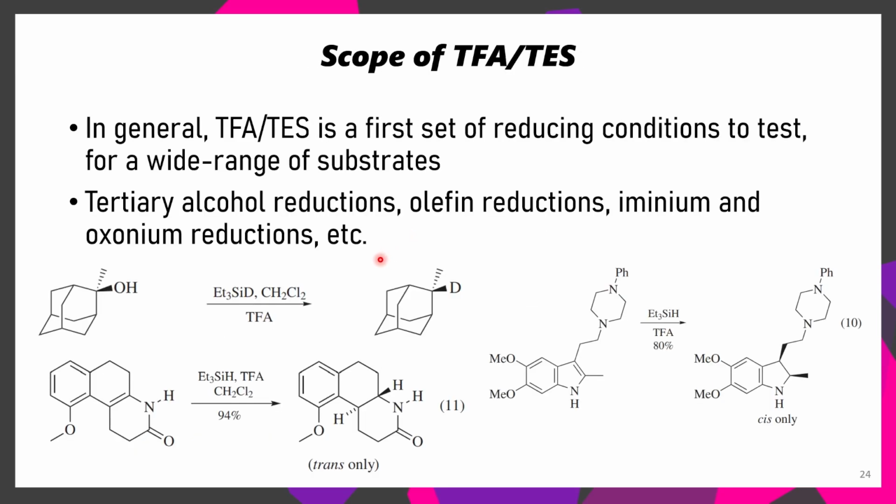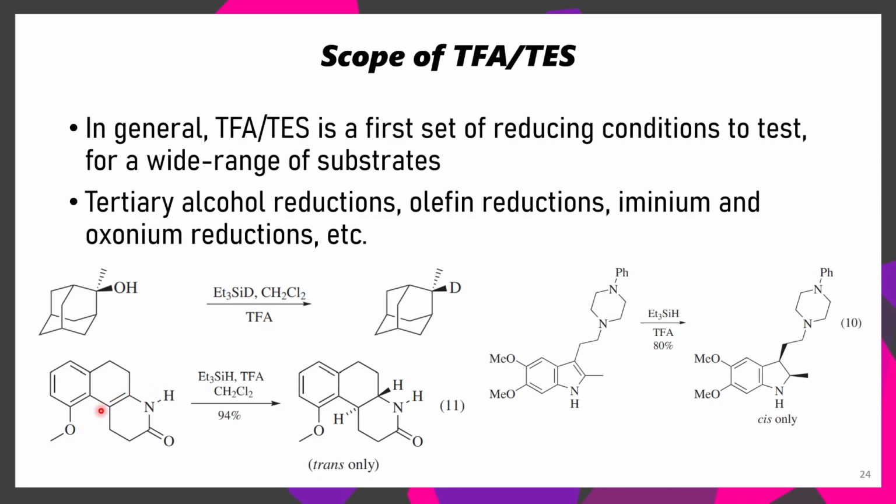As I mentioned before, we have trifluoroacetic acid forming carbocations. So in this case, we have an adamantane derivative, which would form a tertiary carbocation, which was able to be deuterated with triethylsilyl deuteride. You can also reduce olefins, especially like enamines or vinyl ethers, vinyl sulfides.